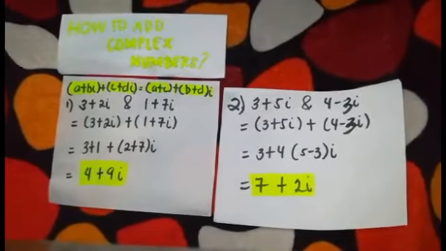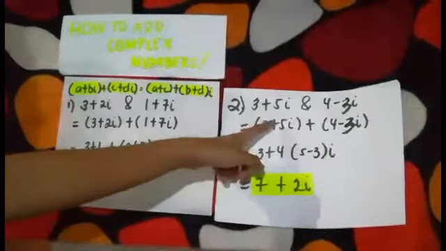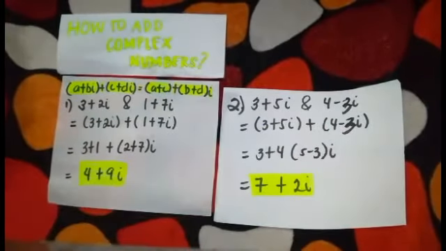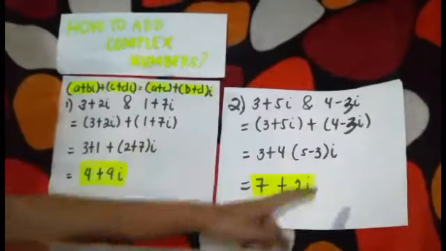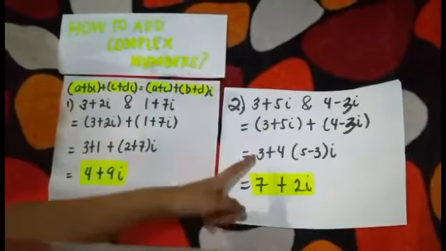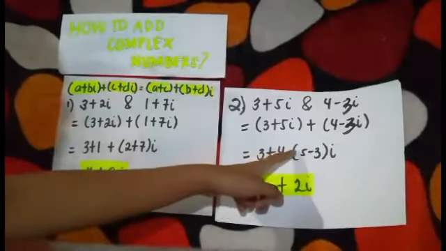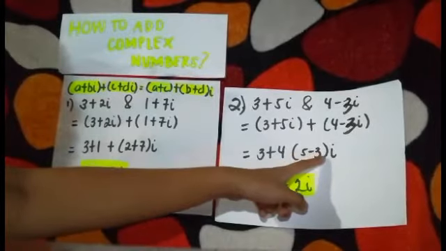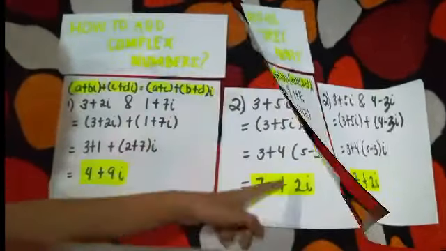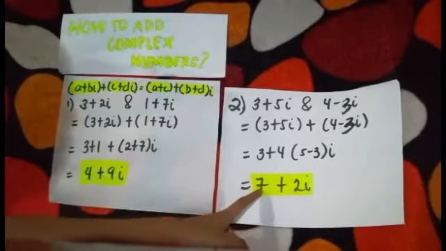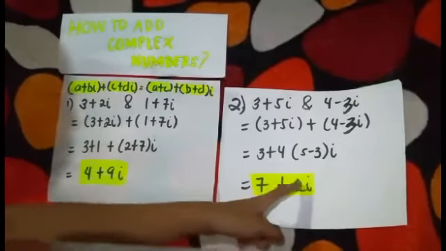Next example is 3 plus 5i plus 4 minus 3i. The real parts are 3 and 4. The imaginary parts are 5 and -3. So that is 3 plus 4 plus 5 minus 3i. 3 plus 4 is equal to 7. 5 minus 3 is equal to 2. So the answer is 7 plus 2i.